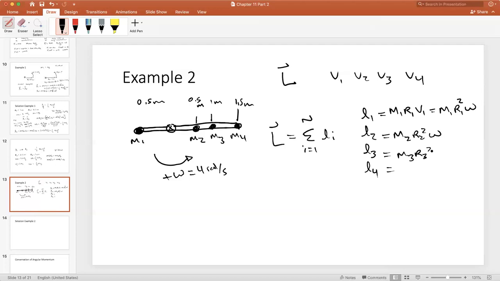M3 R3 squared omega, and M4 R4 squared omega. And then for each one, we can use V is equal to R omega, so we could find either one of those first. I'll do the V last.